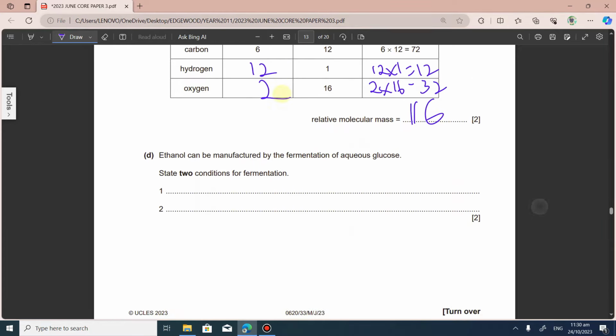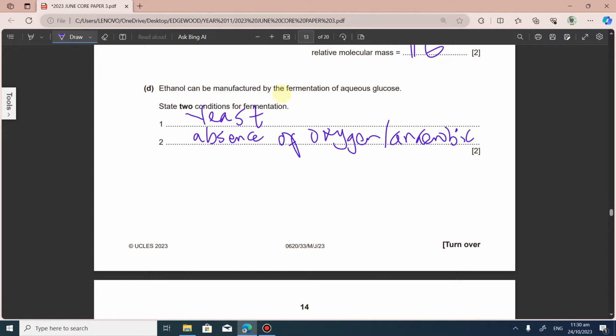Ethanol can be prepared by the fermentation of aqueous glucose. State 2 conditions for the fermentation. There must be yeast present. That is one condition. And then secondly, it must take place in the absence of oxygen, which is also known as anaerobic. So absence of oxygen and the presence of yeast is very important for the process of fermentation.